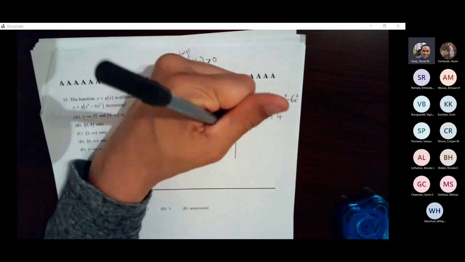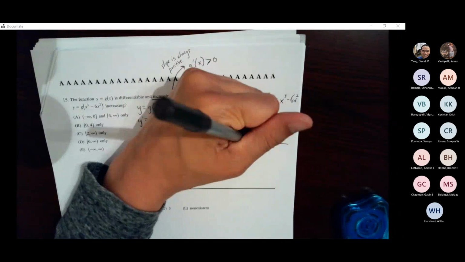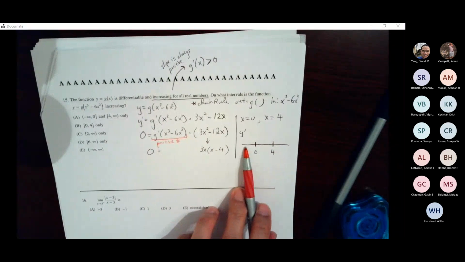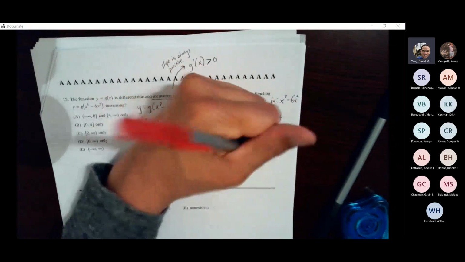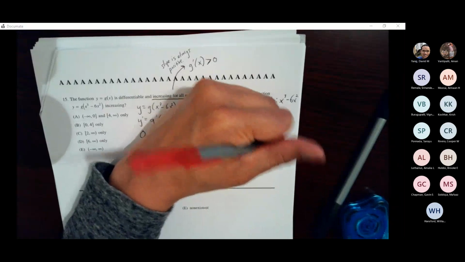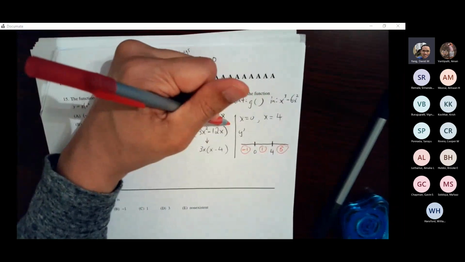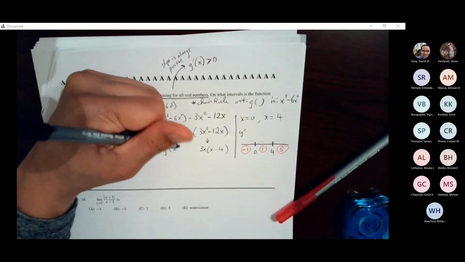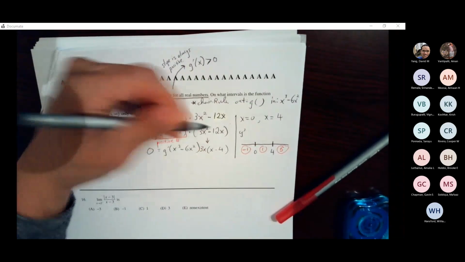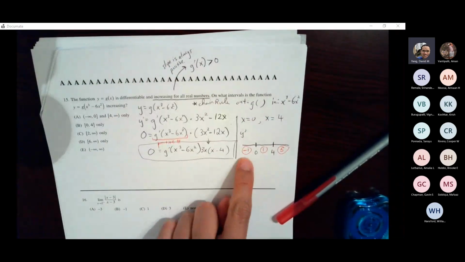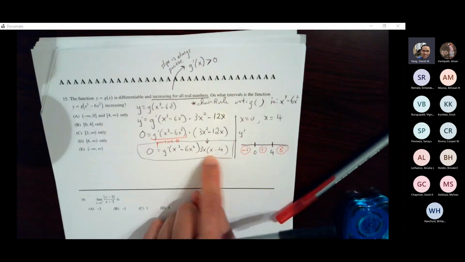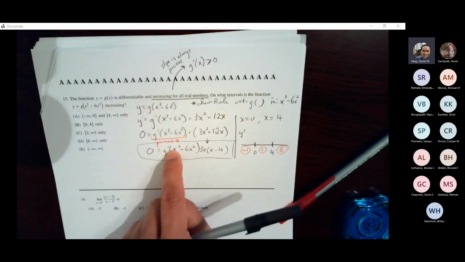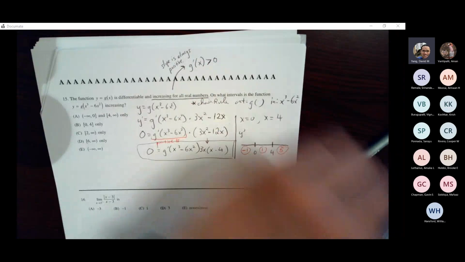And now my y prime sign line. We can test the different values here: test −1, test 1, test 5, inserting into my derivative. With −1 in for x, that's negative. With −1 in for this x, we get negative. Negative times negative is positive, and this portion is always positive. So two positives makes positive.